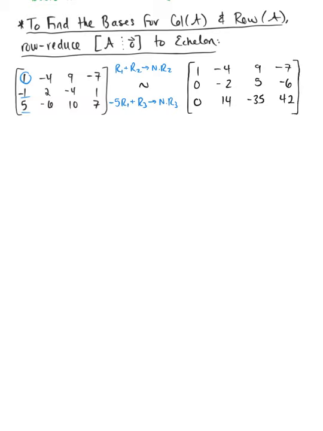And looking at our third row here, we realize we have a greatest common factor of 7. So let's scale the third row by 1/7, which produces the equivalent matrix 1, -4, 9, -7. We have 0, -2, 5, -6. And then we have 0, 2, -5, +6. And so looking at this reduced matrix here, we realize that the second and the third row are the same. We have a redundant row here.